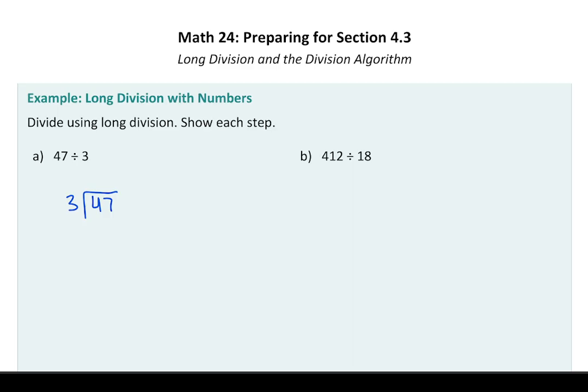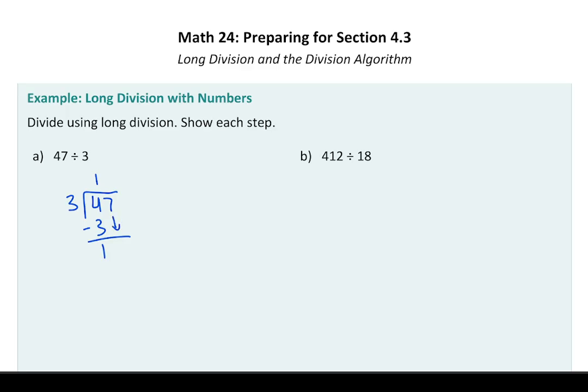So we always ask ourselves, well, how many times does 3 go into my first position, 4? Well, 3 goes into 4 one time. And so I write that right above the 4. Now I do 1 times 3, and I write it down right below the 4. We're ignoring the 7 so far. Now I'm going to do a little subtraction here and look at 4 minus 3. Again, we're ignoring the 7 so far. But 4 minus 3 is 1.